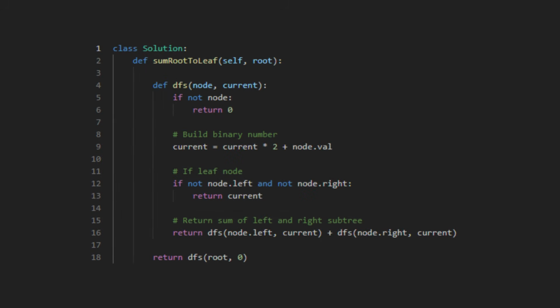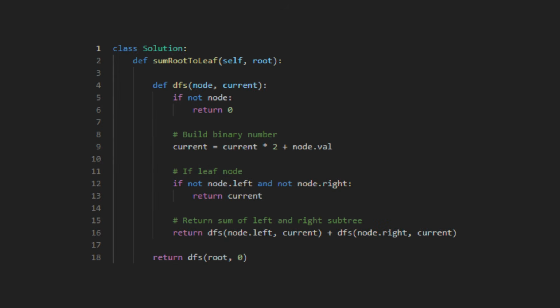And notice we never stored the path as a string. We never built something like 100 in memory. We directly built the decimal value while moving down, so it's efficient and clean. Time complexity is O of n because we visit each node once. Space complexity depends on tree height. Worst case skewed tree, O of n. Balanced tree, O of log n.